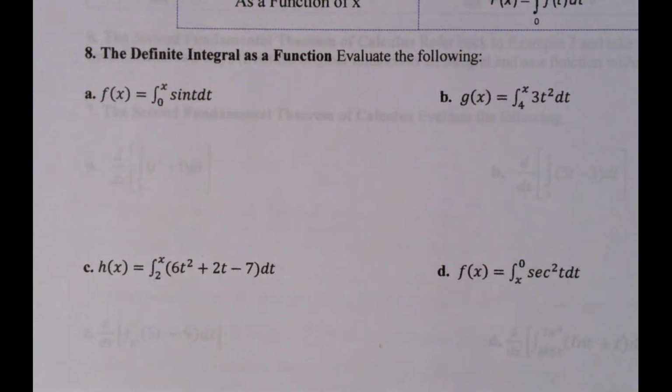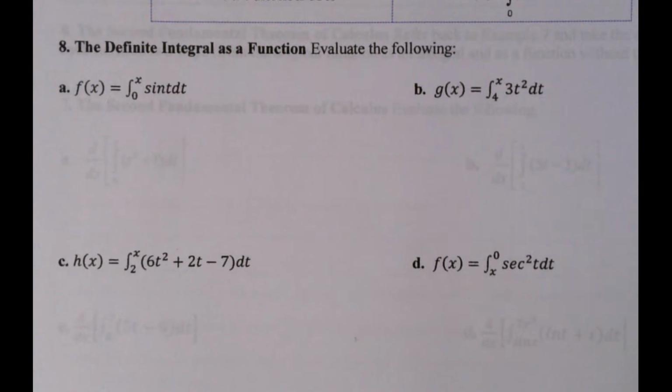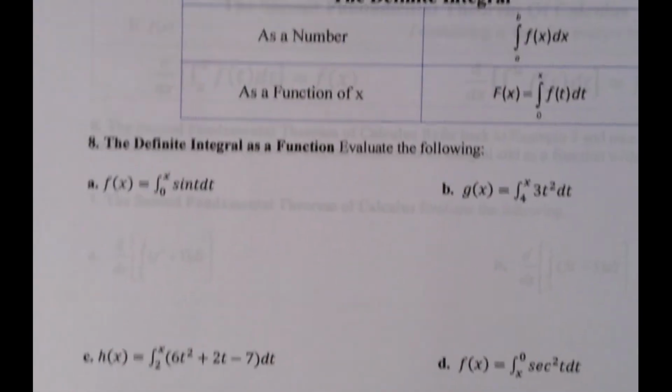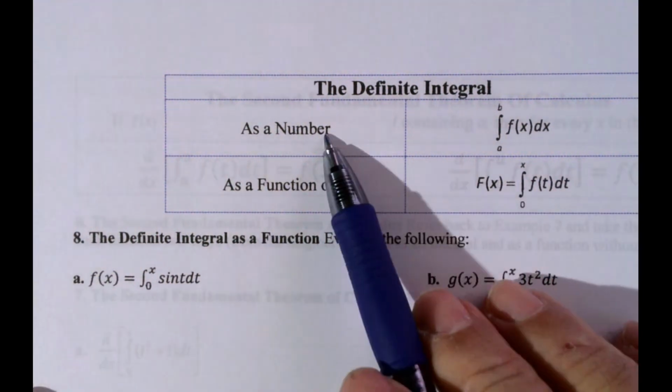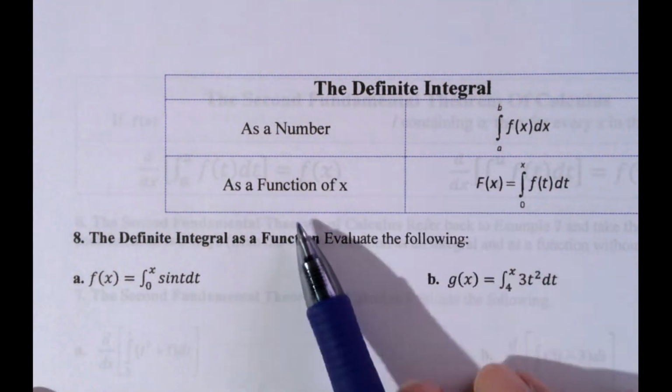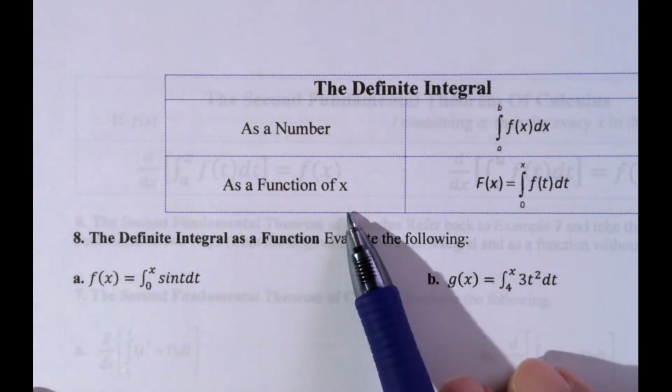This is page 241 of the Incredibles book. We are looking at the definite integral. We've already done the definite integral as a number. Now we're looking at the definite integral as a function.